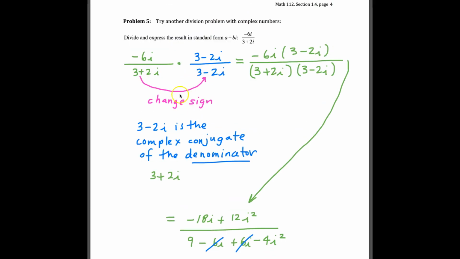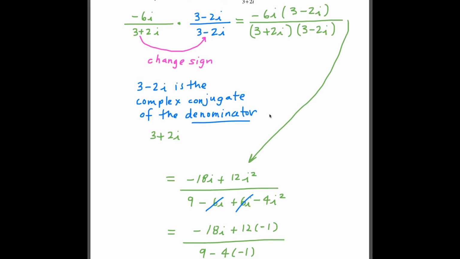Okay, let's try another division problem. Here I just have a single term in the numerator. I want to multiply this fraction by the complex conjugate in the numerator and the denominator, but I'm always taking the complex conjugate of the denominator. So I just have to change the sign here from a plus 2i to a negative 2i. Multiply the same thing on the top, and then multiply negative 6i times the complex number 3 minus 2i, and then multiply these two together.